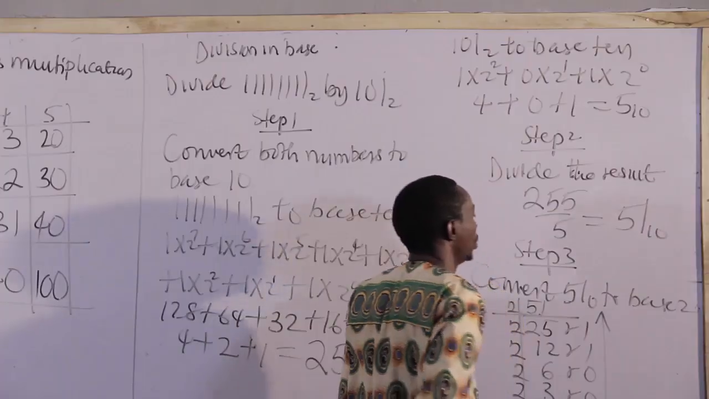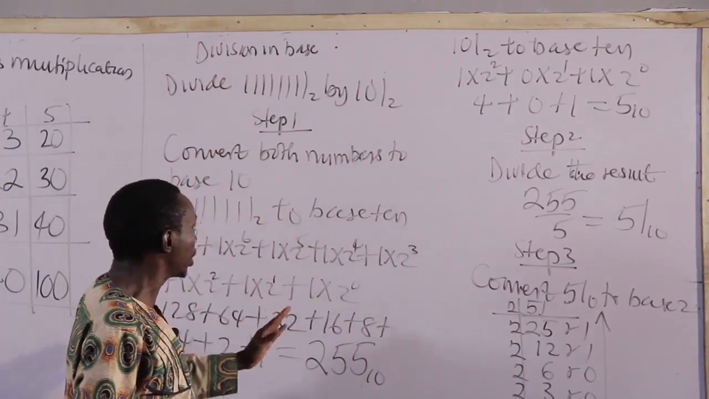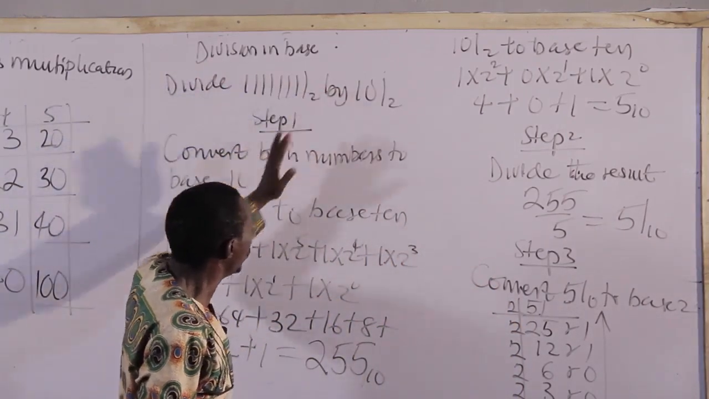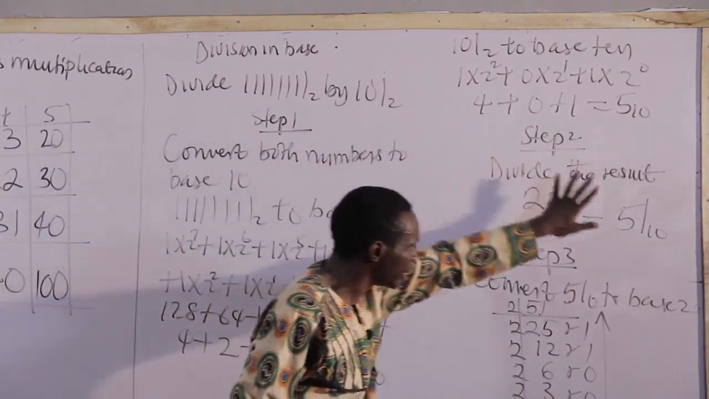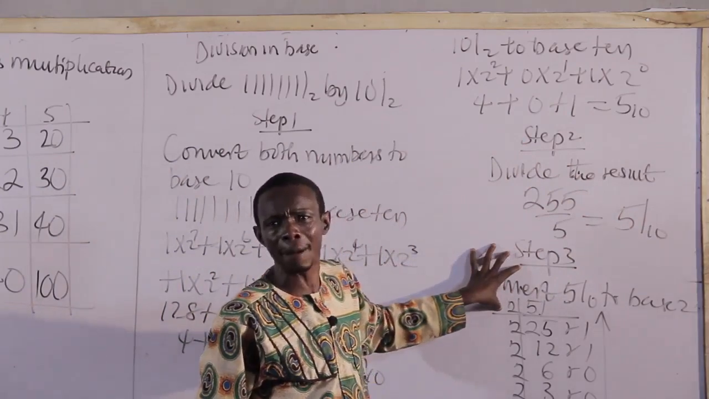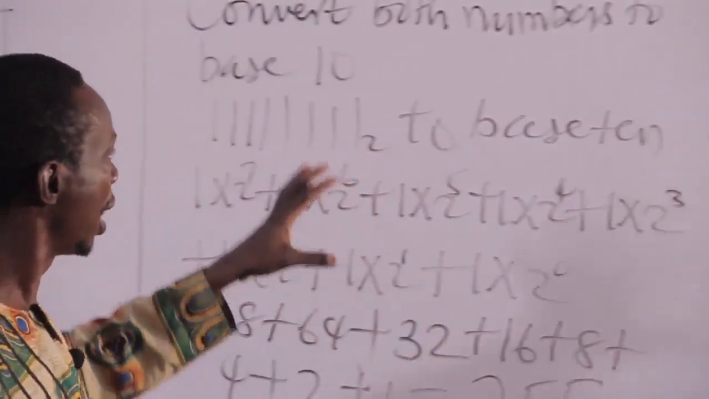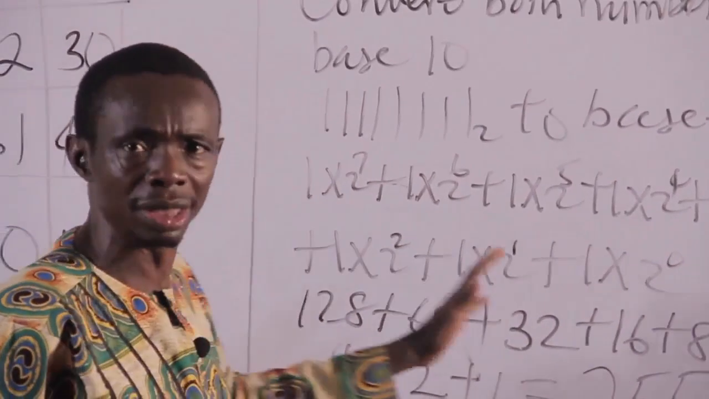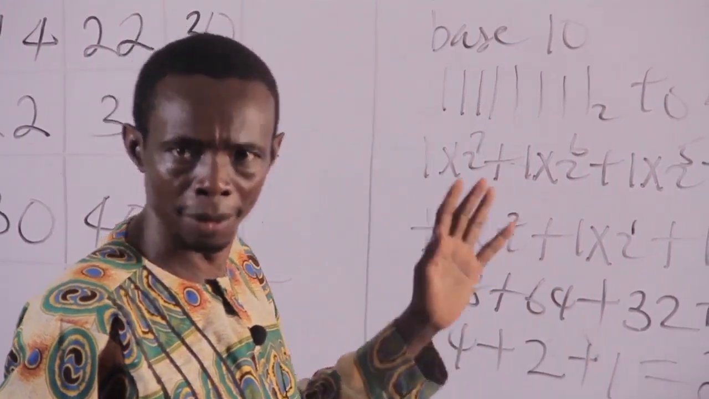110011 base 2. So if you are doing division, like I told you, there are 3 steps you take. Stage 1, you convert the 2 numbers to base 10. Stage 2, whatever you get, you divide. Stage 3, you convert your answer back to the required base. So far, so good. I have explained all the operations in base: addition, subtraction, division, and multiplication.